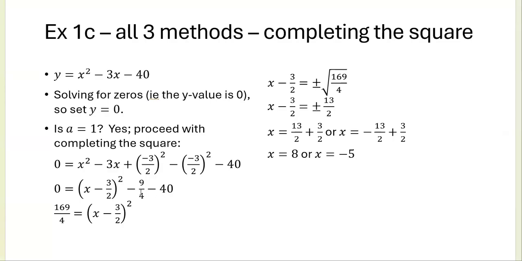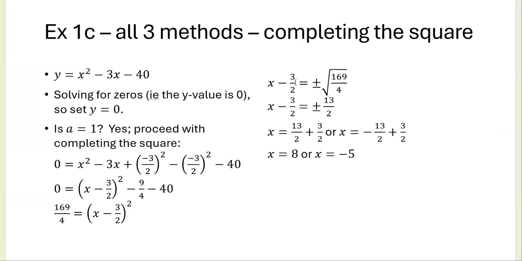We got to simplify this. So we need a common denominator to be able to subtract these, right? So let's use denominator 4. So we got to multiply the top by 4. That's 160. Does that sound familiar from the quadratic formula? 160 and the 9 becomes a 169, and I moved it to the other side of the equation, by the way. Okay, so 169 over 4 is x minus 3 halves squared.